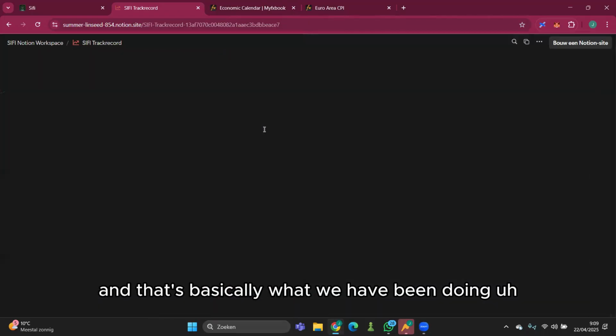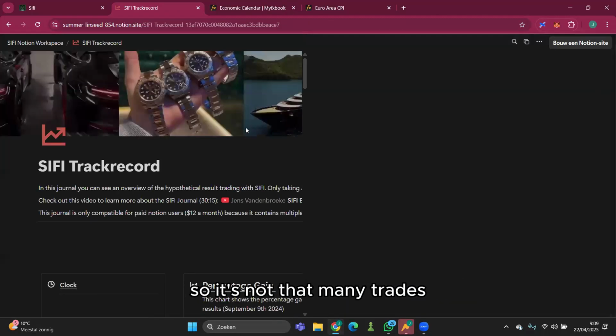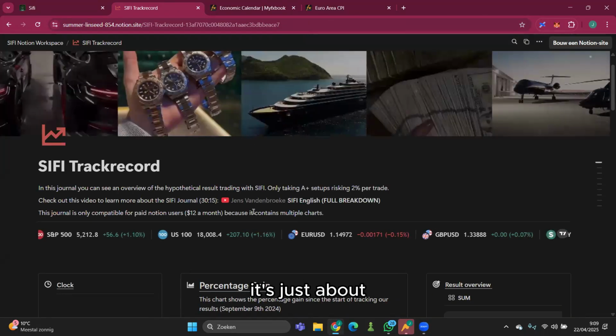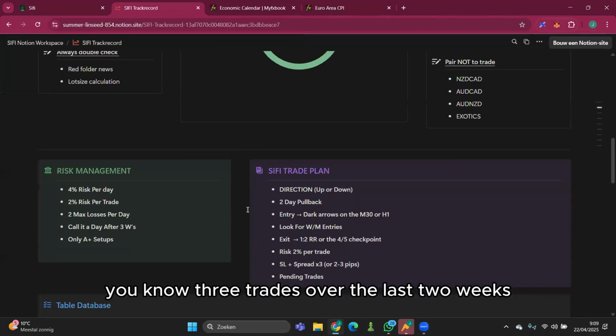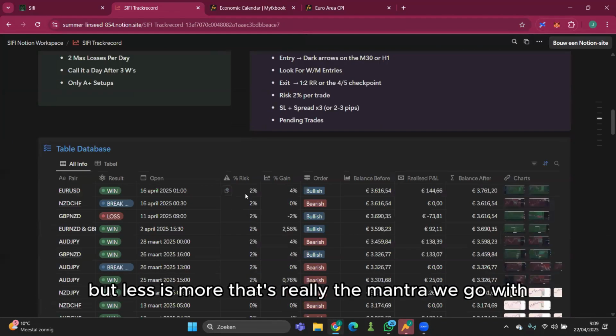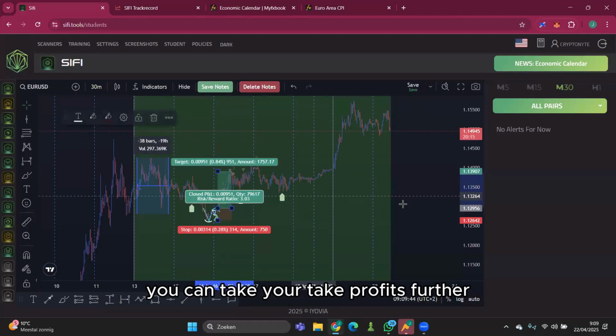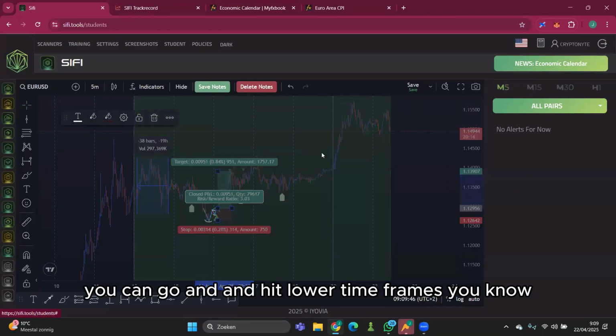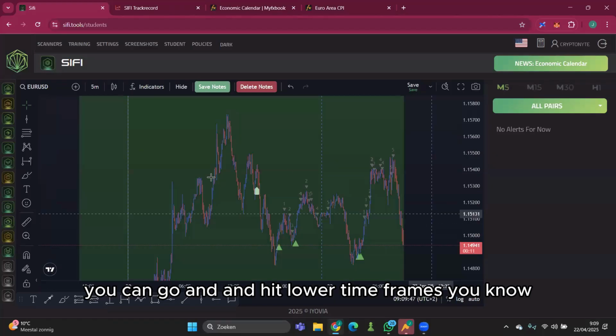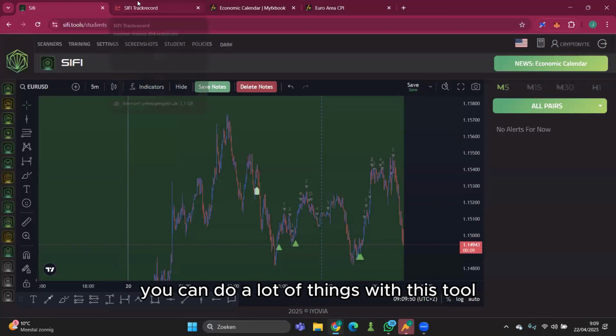And that's basically what we have been doing. So it's not that many trades. It's just about 3 trades over the last 2 weeks. But less is more. That's really the mantra we go with. If you want to do more, you can. You can learn about market structure. You can take your take profits further. You can go and hit lower time frames. You can do a lot of things with this tool.